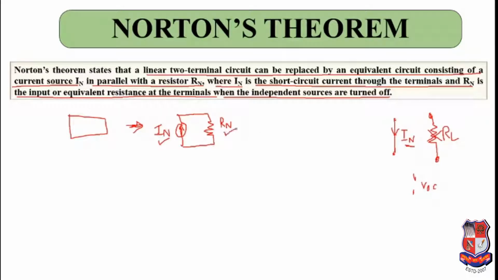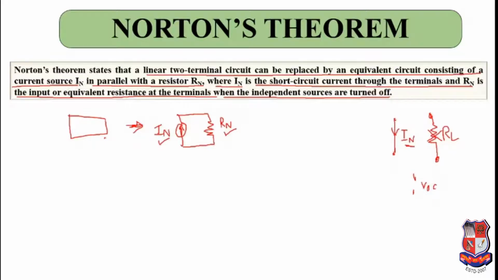And to find RN, it is the same method that is used to find RTH. You have to remove all the independent sources present in the circuit. When I say all independent sources, it means independent voltage sources must be short circuited, and similarly independent current sources must be open circuited.